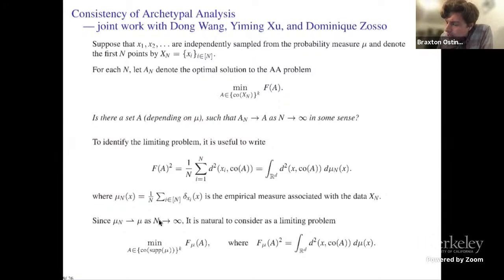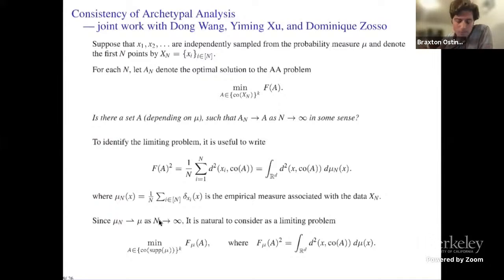I've set this up already. So we're going to assume that the x_i are IID sampled from a probability measure mu. And what I want to know is, for each n, I'm going to let A_n denote the optimal solution to the archetypal analysis problem for that value of n. And I want to know, is there a set A, which of course should depend on mu, such that A_n converges to A as n goes to infinity in some sense.